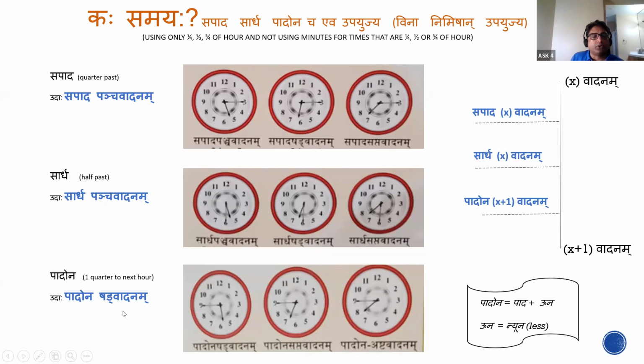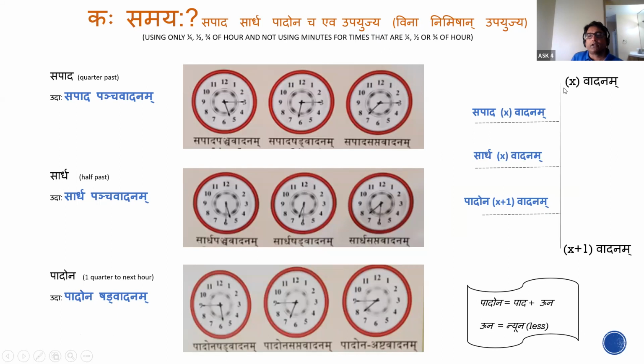Here, just like English. In English, what do you say? If it is 5:45, you say quarter to the next one, 6, right? If it is 6:45, you say quarter to 7 o'clock. If it is 7:45, you say quarter to 8 o'clock. Same here: Padona. Una is the short form of nuna. Okay, nunam, you must be a little familiar, as in athigam nunam. Because words are combining, pada plus una became Padona. You can also say it separately, Pada Nuna Shadvadanam, but Padona is more common. So that's it, Padona Shadvadanam.